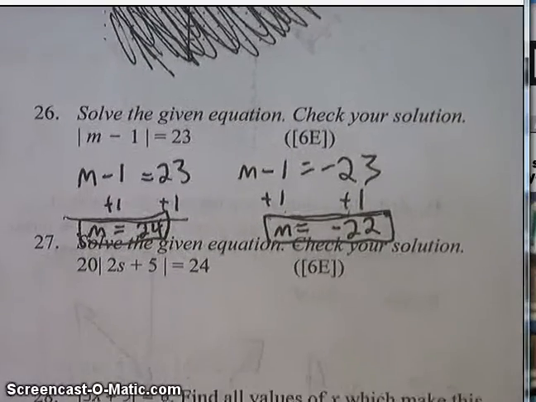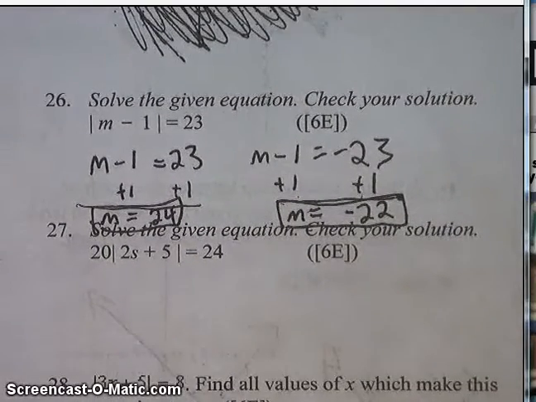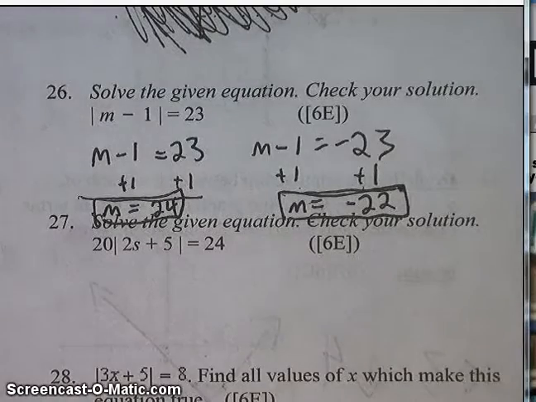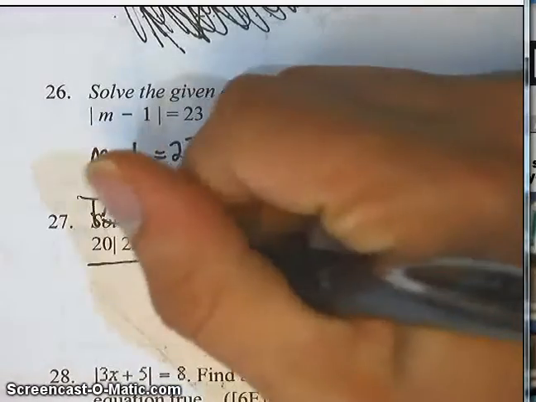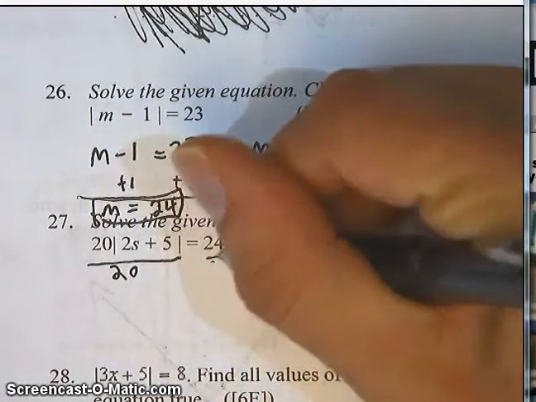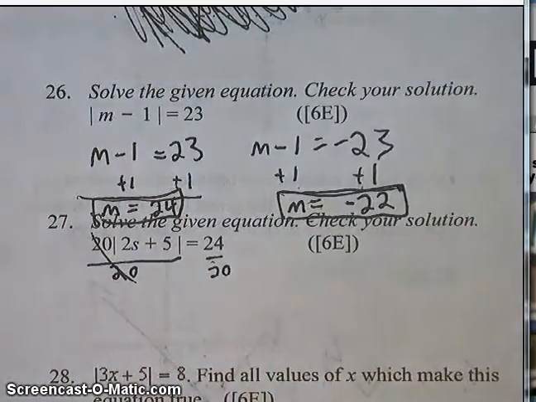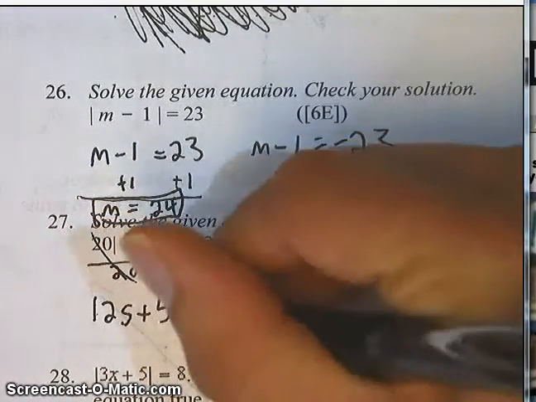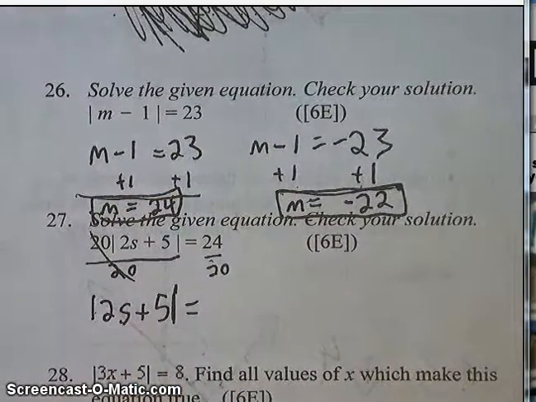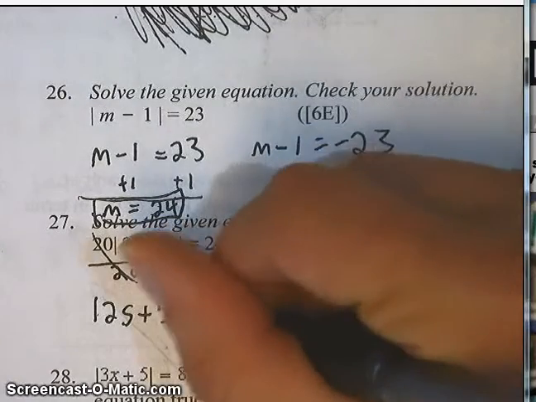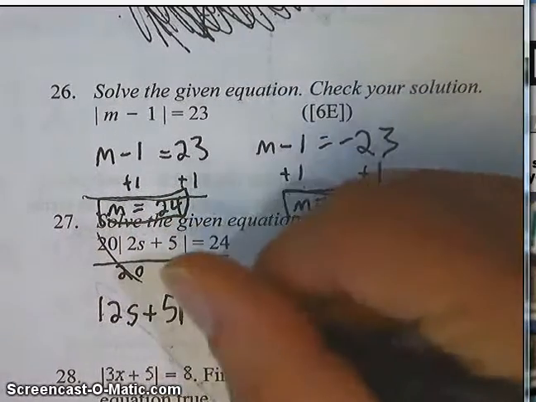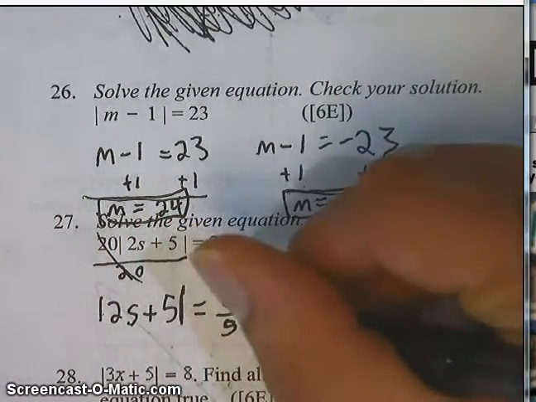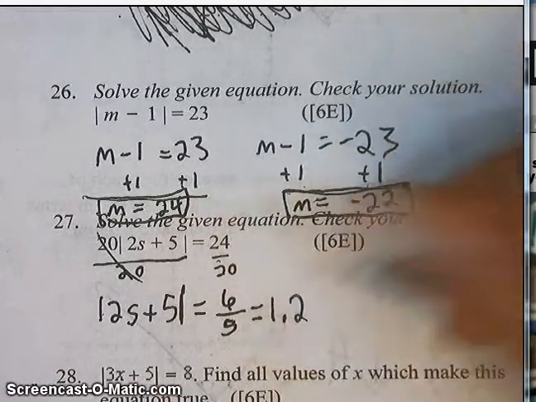27. Solve again. Now on this one, the bars are not by themselves, so before I can do anything, I need to divide both sides by 20. Absolute value of 2s plus 5 equals 24 over 20. That reduces to 6 over 5. Or if you prefer, that's just 1.2.